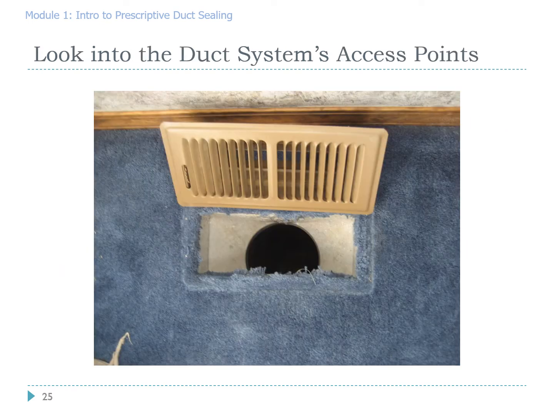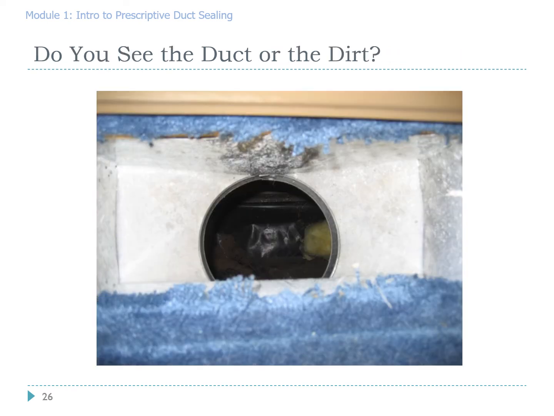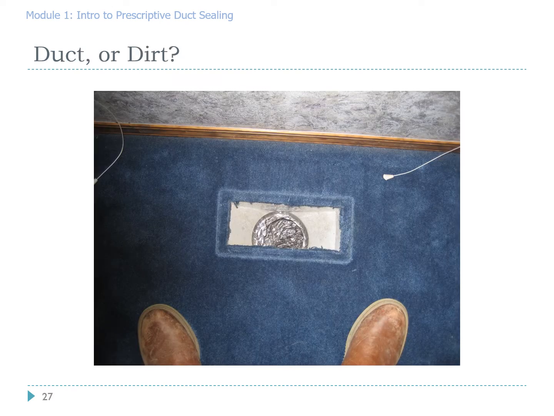Here's an example of removing a register and looking down into the duct system itself. Here's the result from looking into the duct system. As you see, no interior liner or flex duct, you see no elbow. All you see are bits of floor insulation and the ground cover on the dirt underneath the house. Obviously a problem that needs to be corrected. On the other hand, if you look down and you see the interior liner or flex duct, that's a good thing.